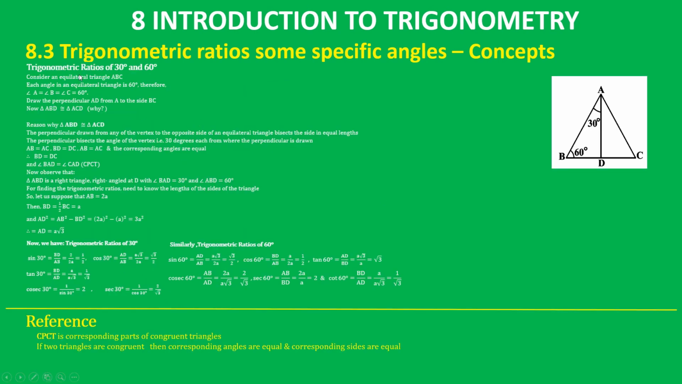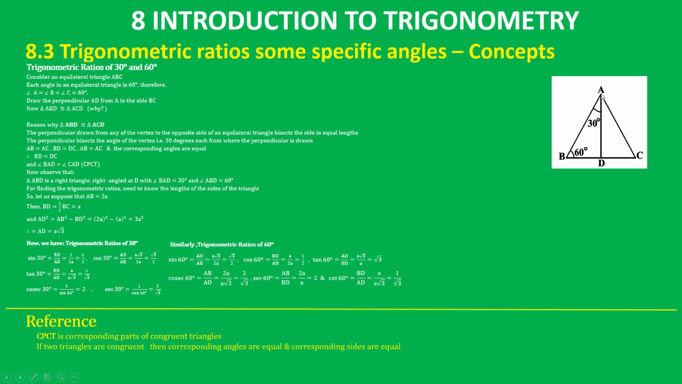Trigonometric ratios of 30 degrees and 60 degrees. Consider equilateral triangle ABC. In equilateral triangle, angle A is equal to angle B is equal to angle C is equal to 60 degrees. This is 60, this is 60, this is 60. And you draw a perpendicular from A to side BC.